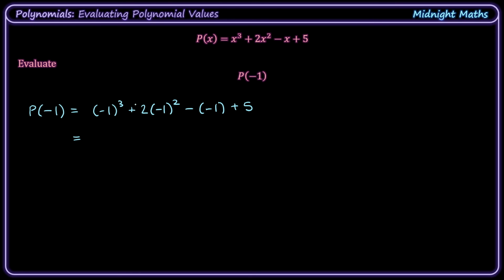So we're going to start with our powers. So -1 cubed is -1 plus 2 times -1 squared is +1. Minus -1 is +1, and plus 5. Next step, we'll just do our multiplication out. So -1 plus 2 plus 1 plus 5. And finally, we are just going to go through and add and subtract everything together. So -1 plus 2 plus 1 plus 5 is equal to 7.